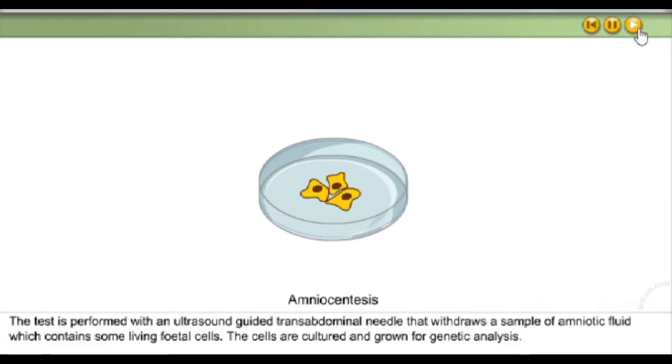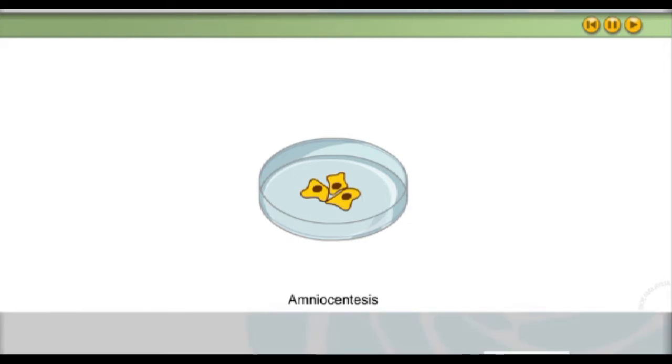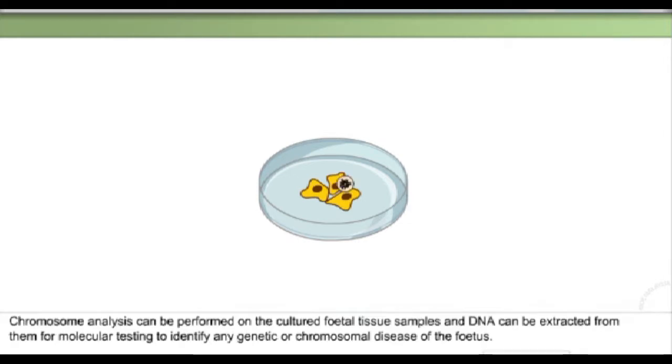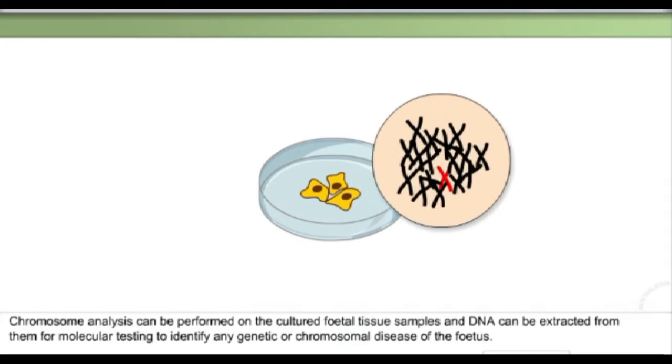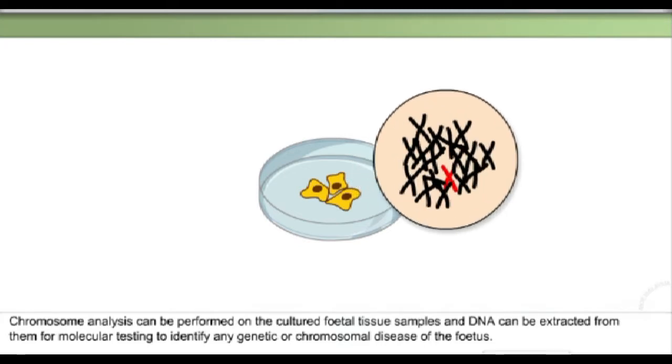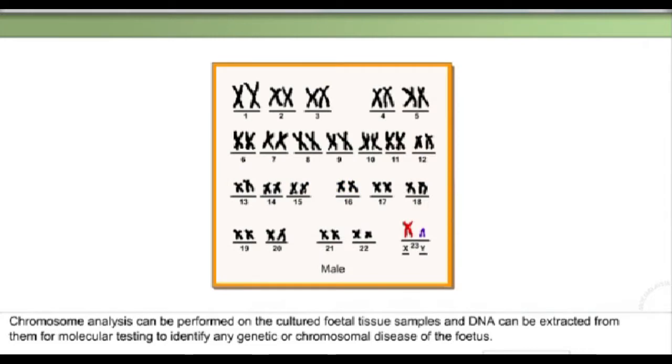Chromosome analysis can be performed on the cultured fetal tissue samples, and DNA can be extracted from them for molecular testing to identify any genetic or chromosomal disease of the fetus. Okay, so you see the set of chromosomes. It shows a boy because of chromosomes X and Y, a normal male. Okay, the other method is chorionic villus sampling.